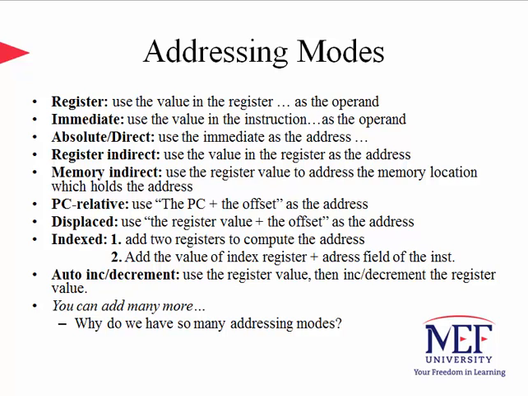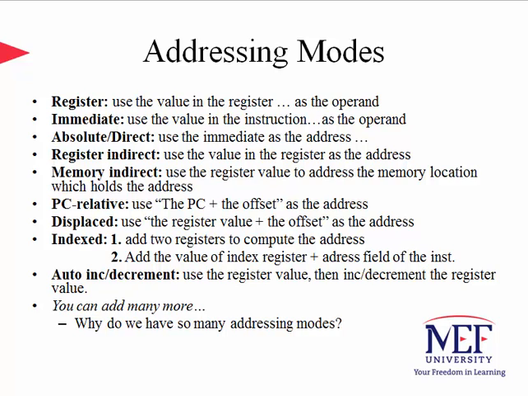In the register mode, we use the value in the register as the operand directly. And in the immediate mode, you use the value in the instruction as the operand. There's the absolute or direct mode, which uses the immediate as the address. The register indirect mode uses the value in the register as the address, and memory indirect, on the other hand, uses the register value to address the memory location which holds the address.